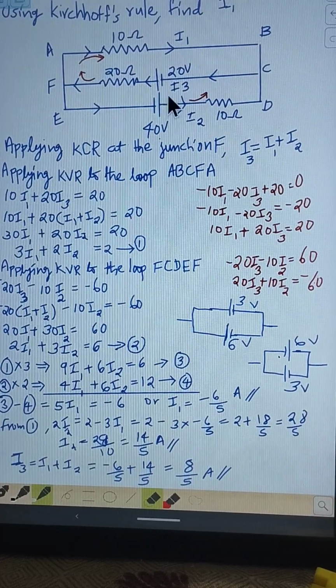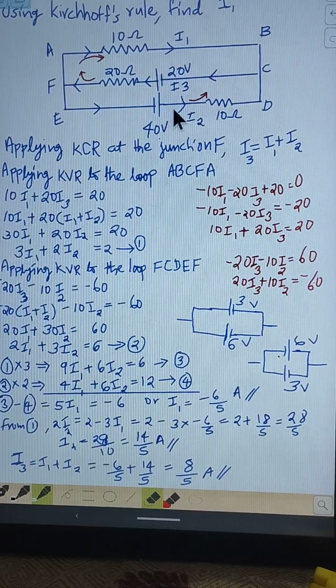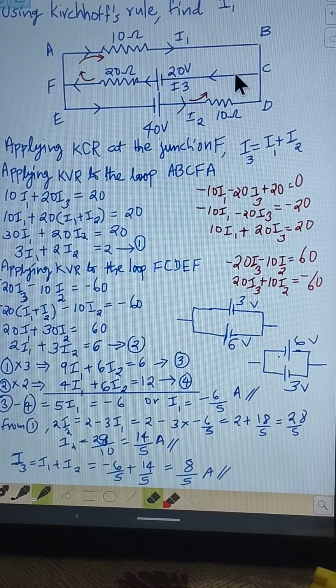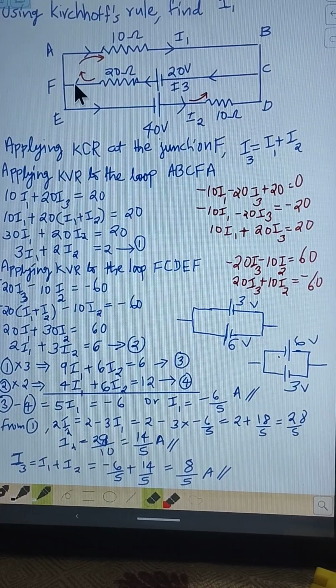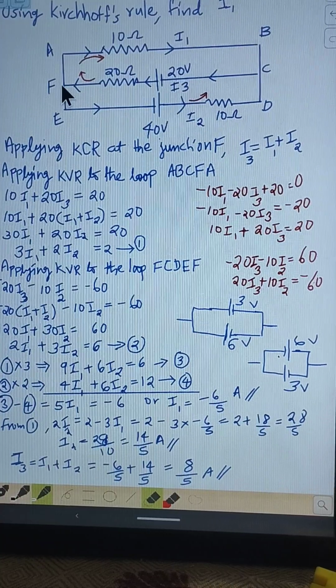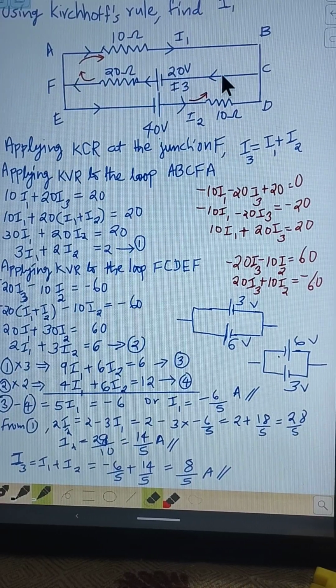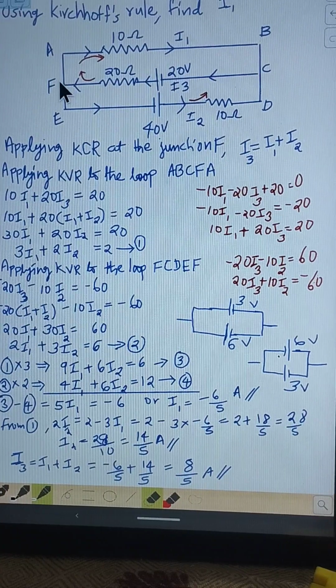And looking at this network, we are able to find the different currents: I2 flowing in this way, I3 through this path, and through this 10 ohm I1 is flowing. Kirchhoff's first rule is applicable with respect to any particular junction. Suppose we are considering the junction F, then we find that I3 is the total current entering that junction. That is, only I3 is coming to that junction.